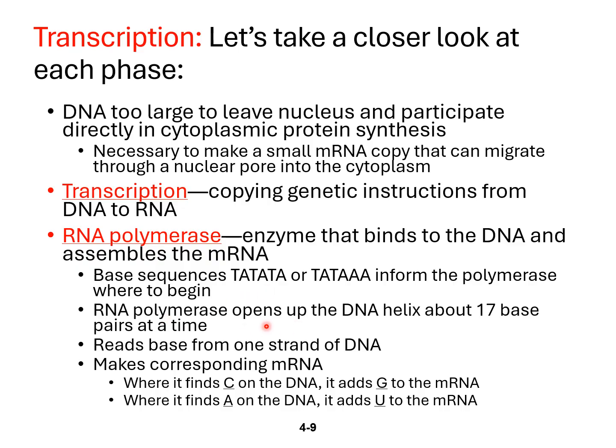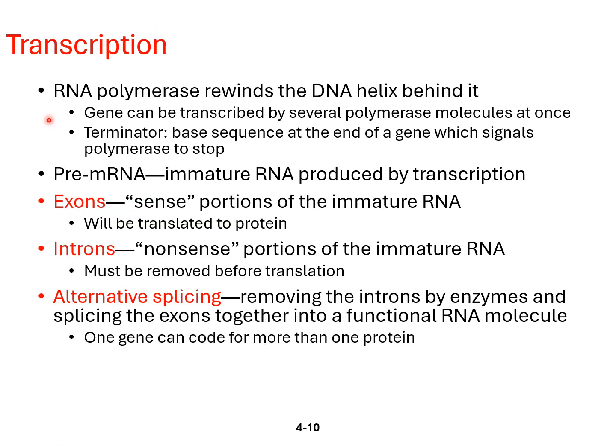RNA polymerase opens up the DNA helix about 17 base pairs at a time. It reads base pairs from one strand of DNA, only one, and makes corresponding messenger RNA. Where it finds a C on the DNA, it adds a G. Where it finds an A on the DNA, it adds a U. Next, RNA polymerase rewinds the DNA helix behind it. The gene can be transcribed by several polymerase molecules at once.